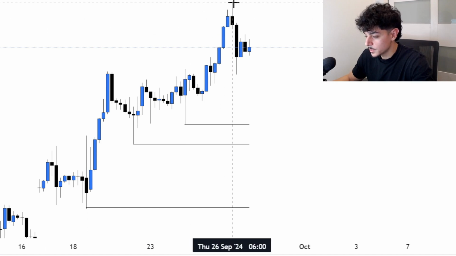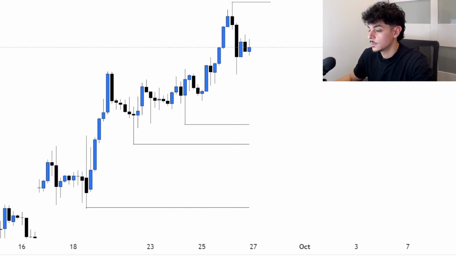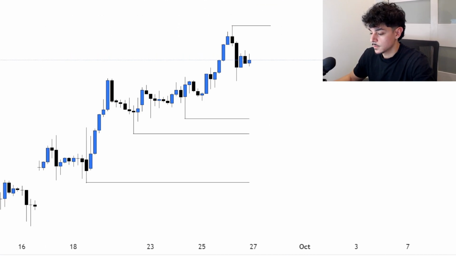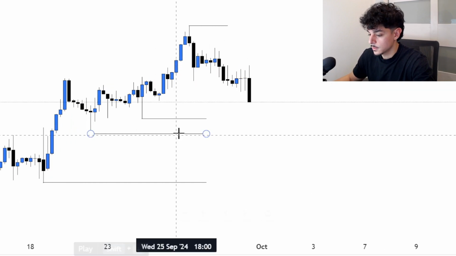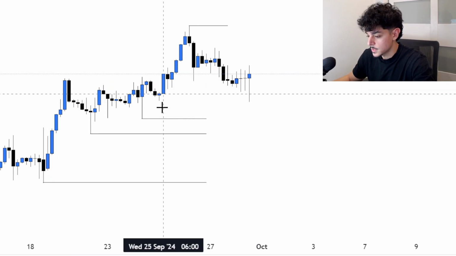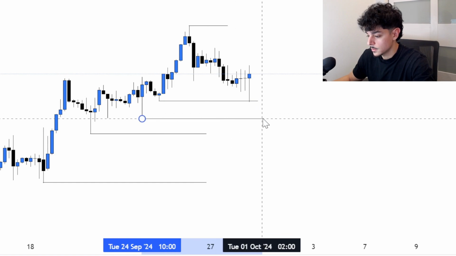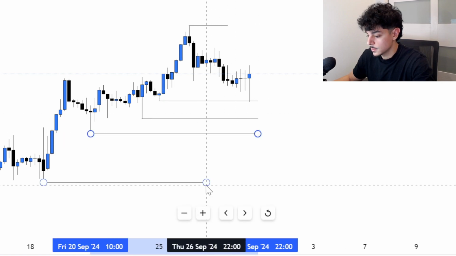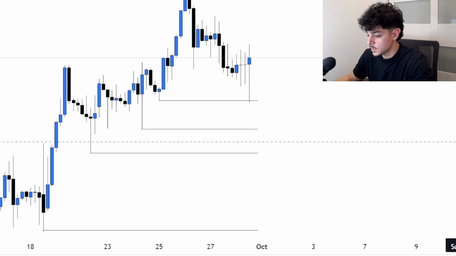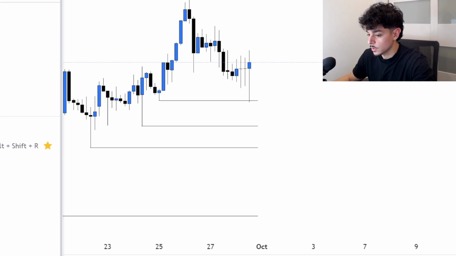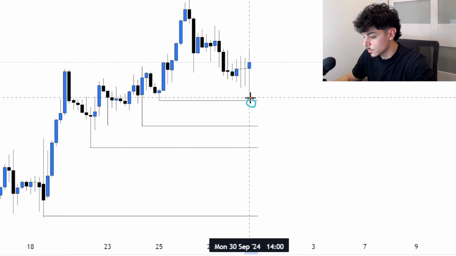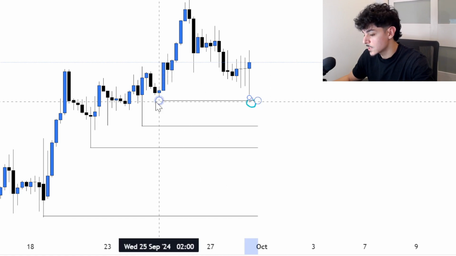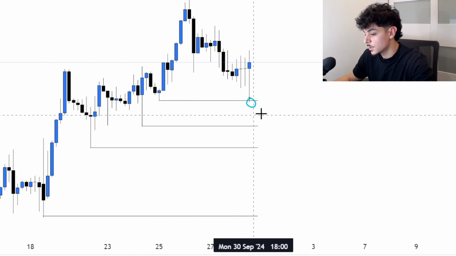Right here we formed a buy side liquidity pool. This is another sell side liquidity pool right here. We swept it. If I was an institution, I would be looking for longs once we reject this low here, because there's a lot of sell stops that are getting triggered once we tap this level.